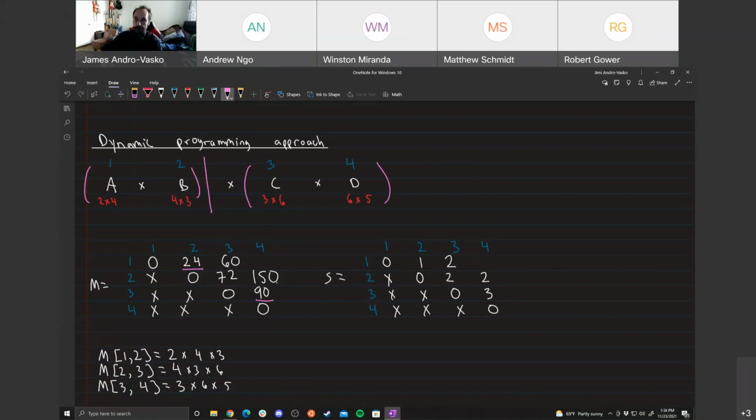That's pretty cool. And now the result of A times B is going to be a 2 by 3 matrix. And the result of C times D is going to be a 3 by 5 matrix. So to multiply these two resulting matrices together, it's going to be 2 times 3 times 5, because this number right there is in common among these two. So 2 times 3 times 5.